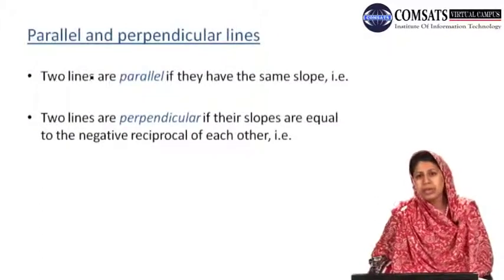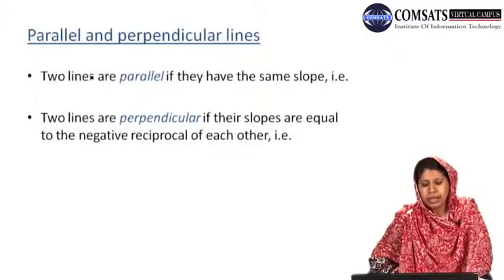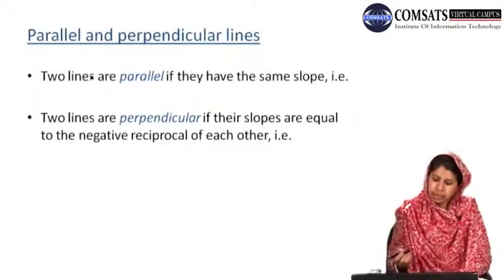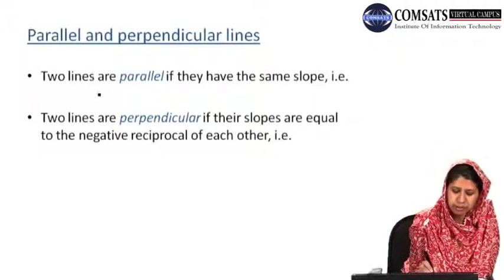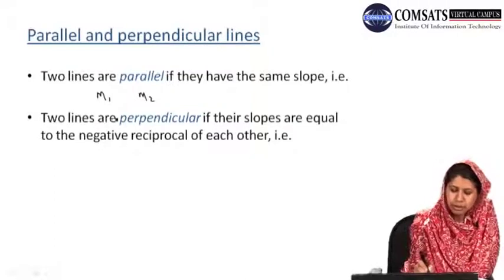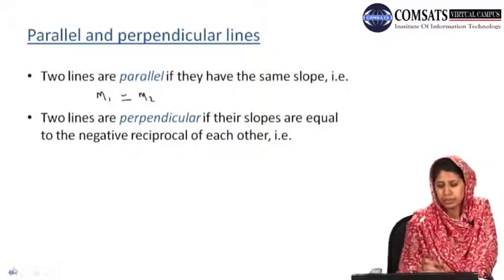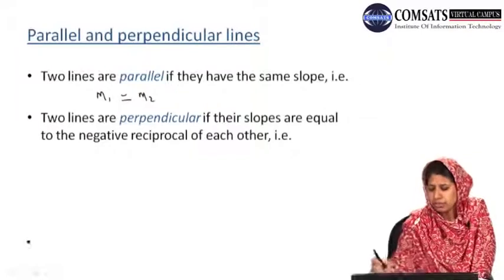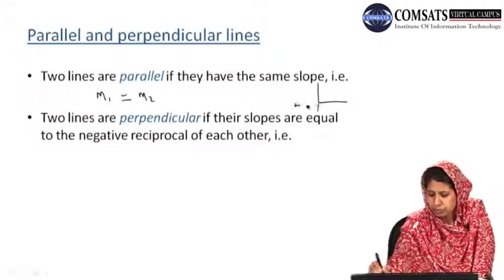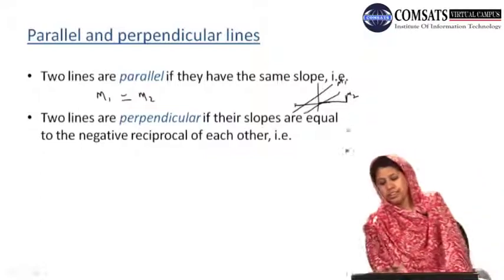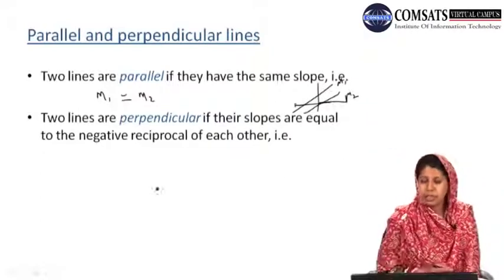What do we mean by parallel and perpendicular lines? Two lines are parallel mathematically if they have the same slope. That is, if one line has slope m1 and the second line has slope m2, then they will be parallel if their slopes are equal. That is, m1 is equal to m2. And what do we mean mathematically? In particular, if this is one line having slope m1, then the line parallel to this, not well drawn, will be the line having slope m2, same as m1.